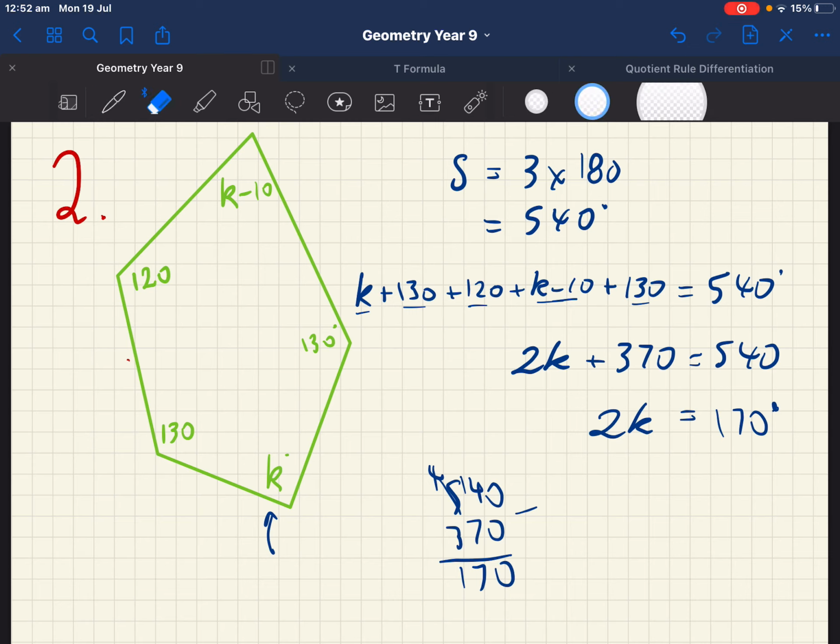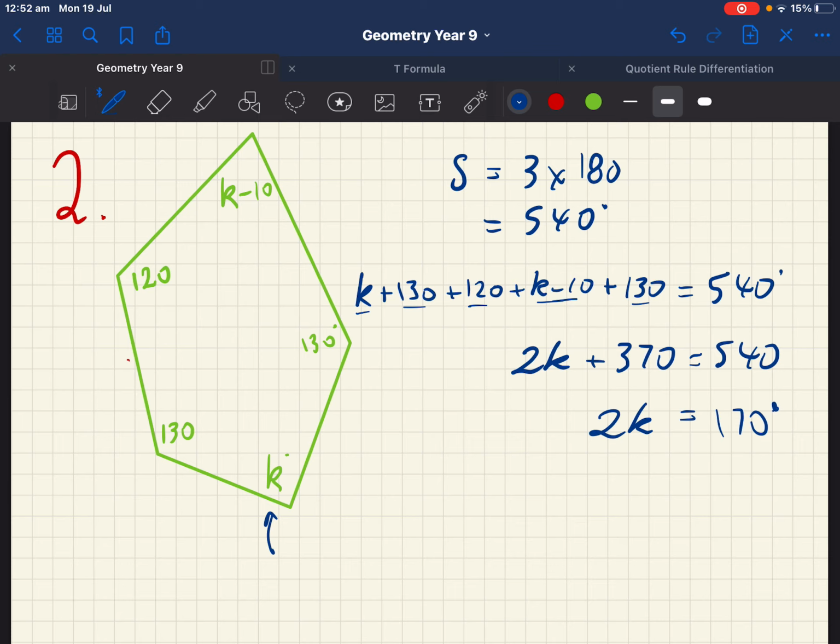And the final step is going to be to get K. We've got two lots of K, or in other words, 2 times K. How do you get rid of a times by 2? Do the opposite. We're going to divide by 2. So 170 divided by 2 gets you 85 degrees. We've found the value of K.